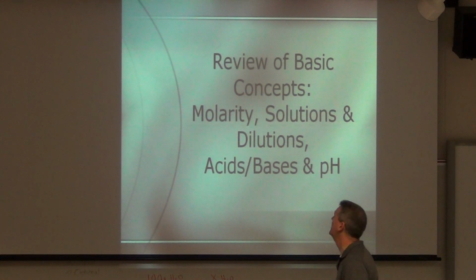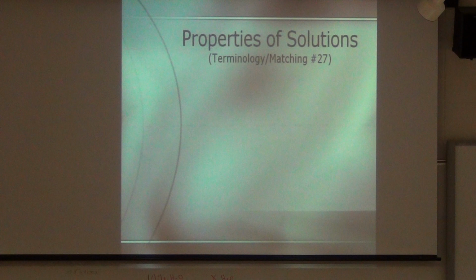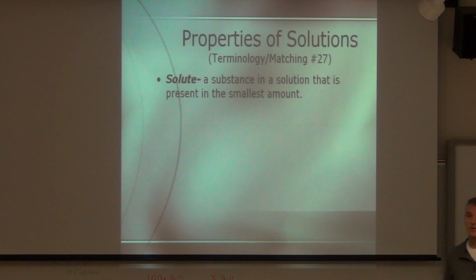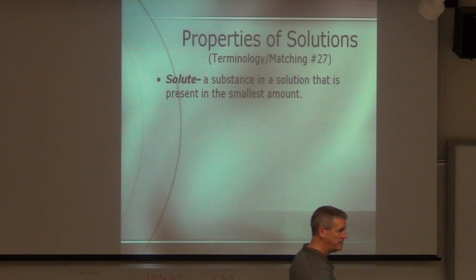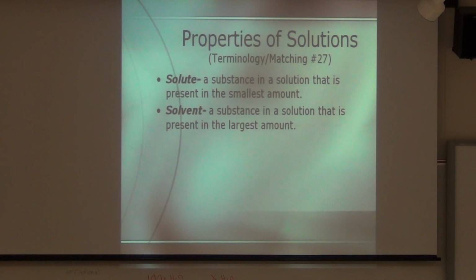So let's get busy. All right, on the back of your sheet, we got a bunch of matching terms. That's the first thing we're going to hit, the terminology. We got solvents, solutes, solutions, and a whole bunch of other stuff. So solute is simply the stuff that gets dissolved in the solvent. If you're making Kool-Aid or Gatorade, you put the powder in, the powder is your solute. The water would be your solvent.